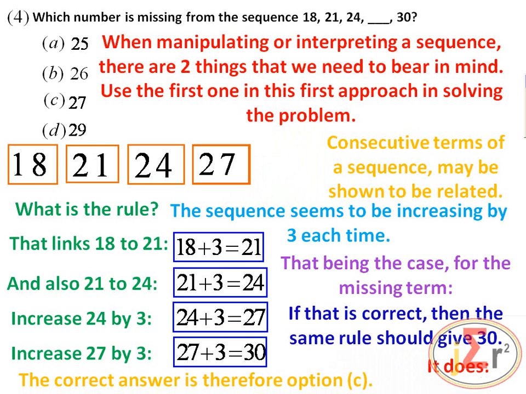Right, so we tested the sequence to see what is happening there. It seems as if it is increasing by 3 each time. So we increase 24 by 3 and we get 27. If that were correct, then adding 3 to 27 should give us the other term of the sequence that is there. And it does. That means we are sure that the correct answer is? 27. Correct.